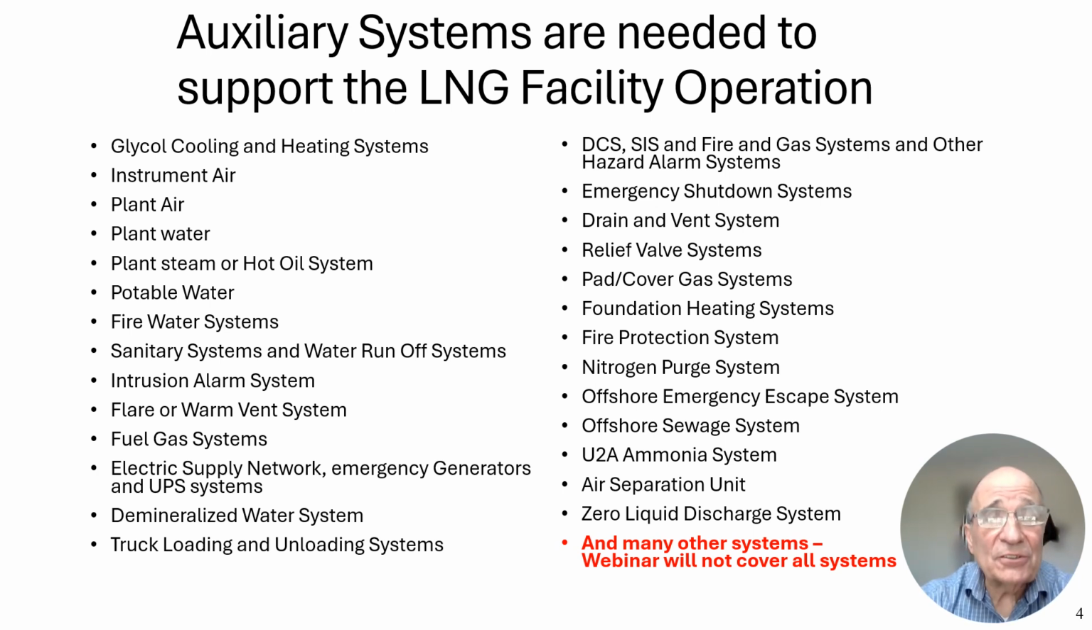Auxiliary systems are needed to support LNG plant operations. Glycol cooling and heating systems are needed to provide heat or to take away heat. Instrument air systems control all the instruments in the plant to move valves to various positions: open, closed, partially open. Plant air for maintenance personnel using pneumatic equipment. Plant water for maintenance personnel or operations personnel. Plant steam or hot oil systems to provide heat, maybe to reboilers, maybe to vaporizers, wherever heat is needed.